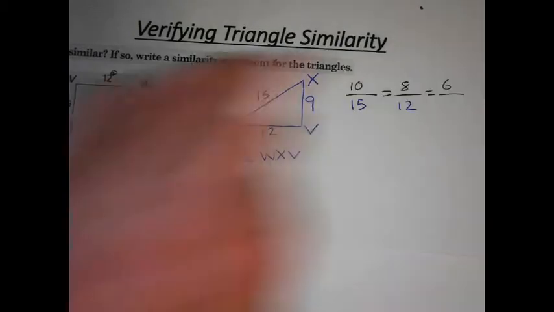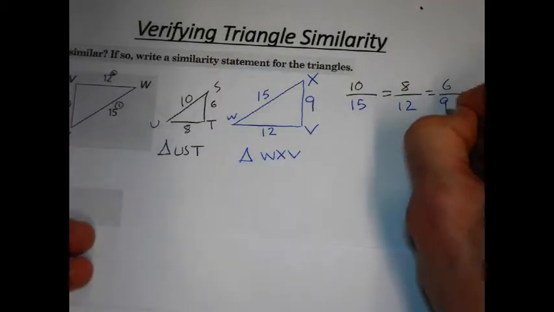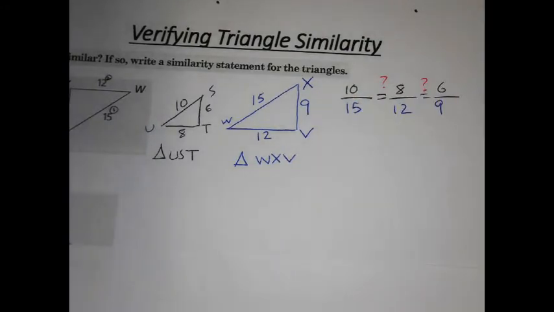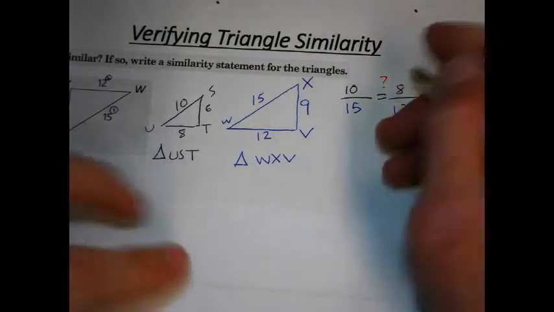So hopefully you understand what just happened. We're going to see if this is true. If this is true, if we have a true proportion, then we have similar triangles. So let's figure it out. Let's simplify each ratio and see what we get.